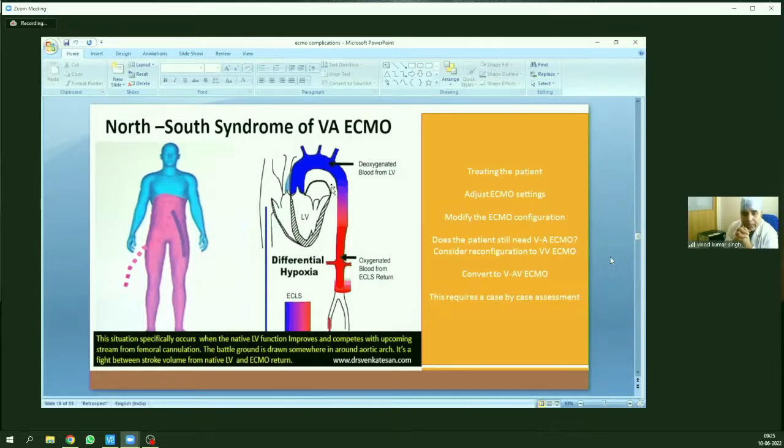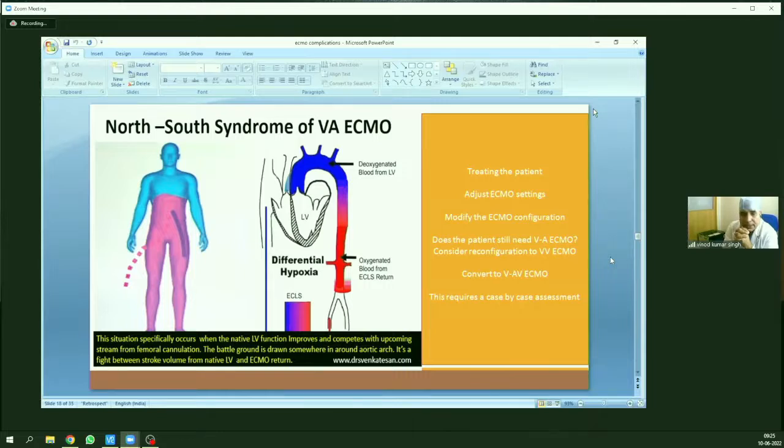while the oxygenated blood which is going through the ECMO support may not reach the upper part of the body, and that can lead to this differential hypoxemia or Harlequin syndrome. You have to diagnose it, you have to pick it up, you have to manage it. So how to treat and how to fix it?